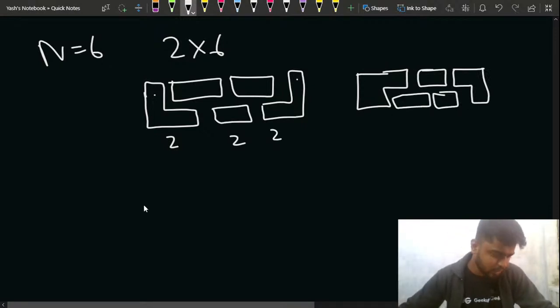Apart from this, what else can you have? Can we have something else? Anyone would like to tell? Anything else for n is equal to 6? Anything else that we can have using a tromino?